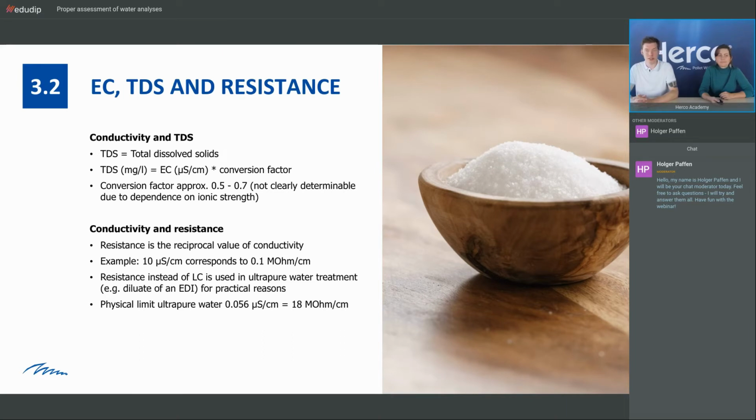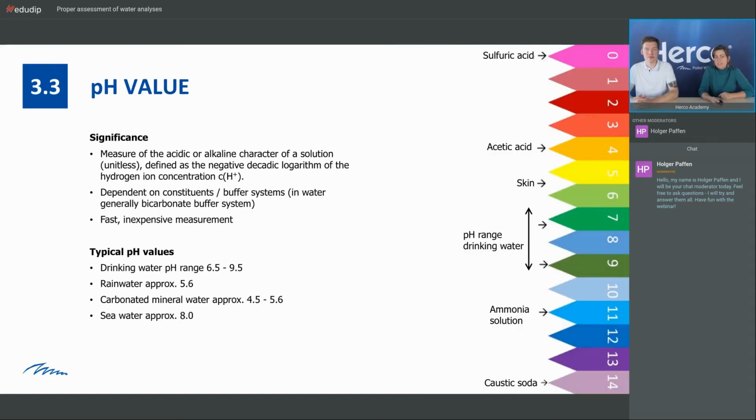Exactly. The pH value measures the acidic or alkaline character of a solution. As you know, it's unitless. It's the negative decadic logarithm. We don't need to talk about the math, but you need to remember that one step, let's say from 9 to 10, means a 10-fold increase, or going down, decrease. The change of the pH value if you add acid or base also depends on the constituents or the buffer systems. In water, usually you have the bicarbonate buffer system. We'll come to that in more detail a bit later.